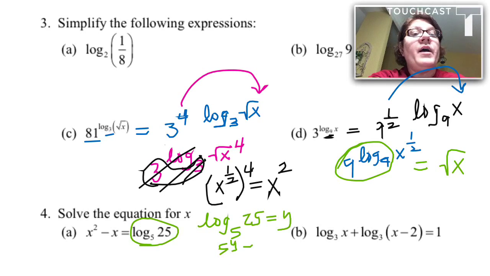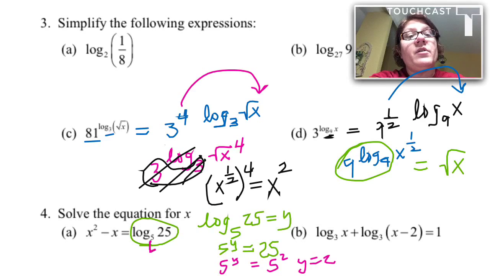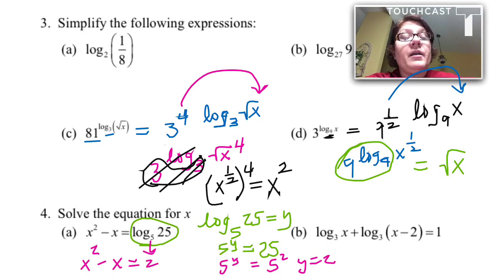So 5 to the y equals 25 back in exponential form. And then I think, could I write 25 as a power of 5? Why, yes, Torres, you could. And so what I find out is y equals 2, which means all of this stuff is 2. And then I just have a plain old run-of-the-mill quadratic. I can probably factor it after, of course, I set it equal to 0.